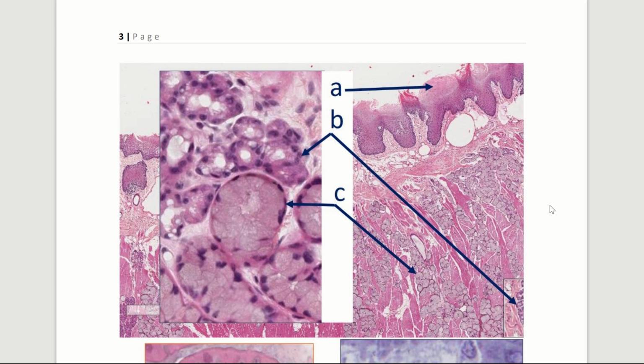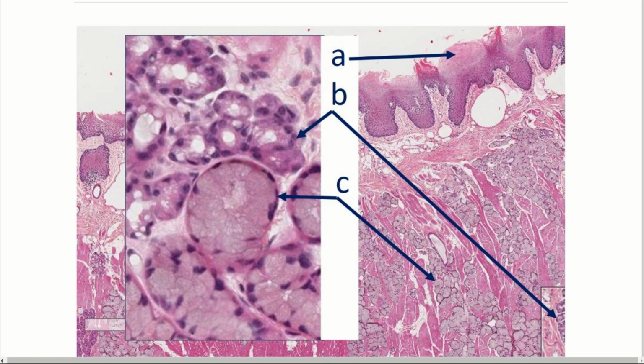Okay, and then for this one, so we've got three arrows. I'll tell you, this one's mainly talking about epithelium. If we look at what these arrows are pointing to, I'll tell you this is in the tongue or the cheek or someplace like that. I believe it's in the tongue.